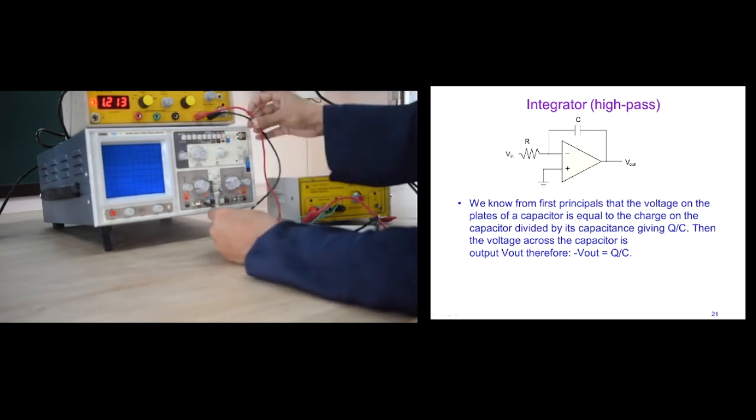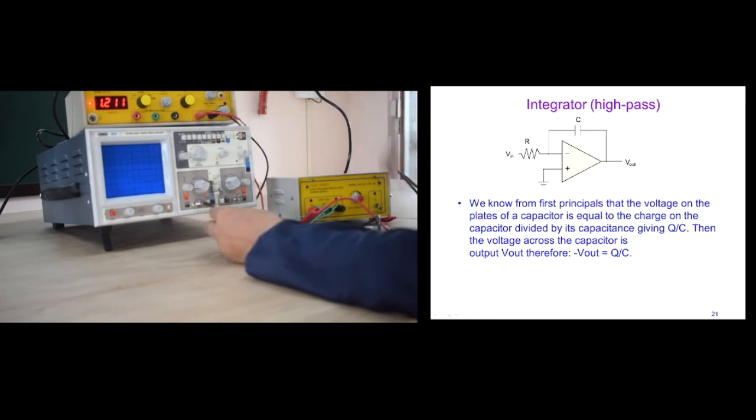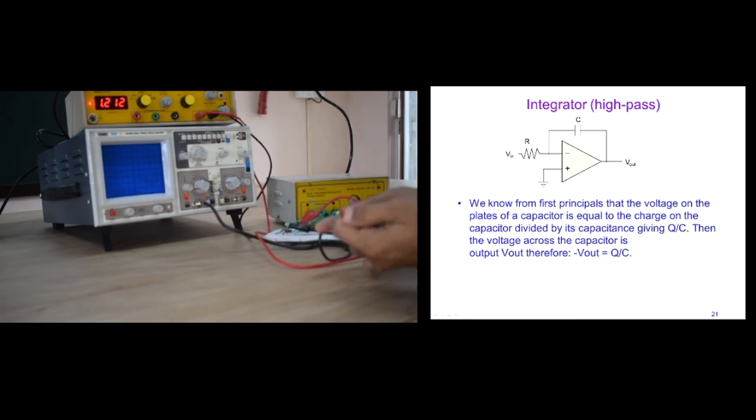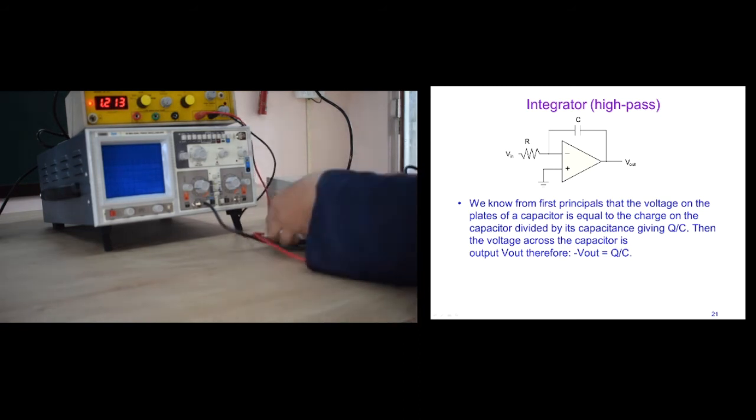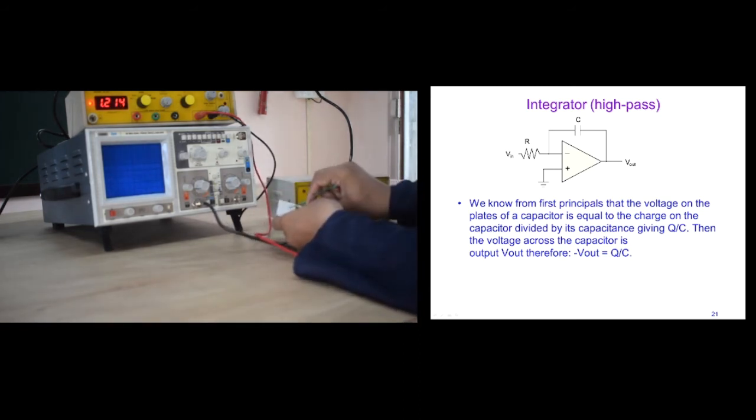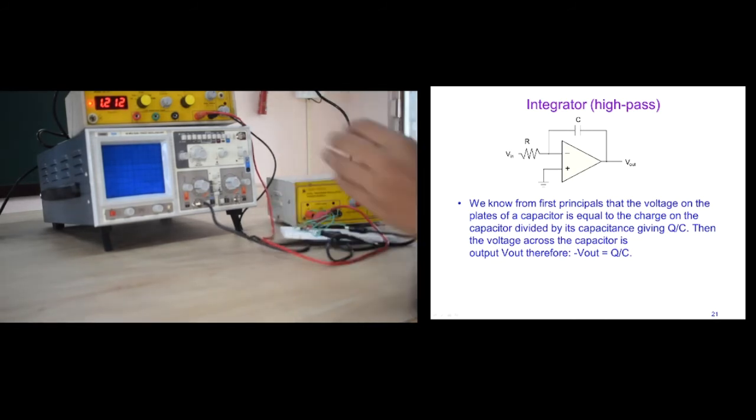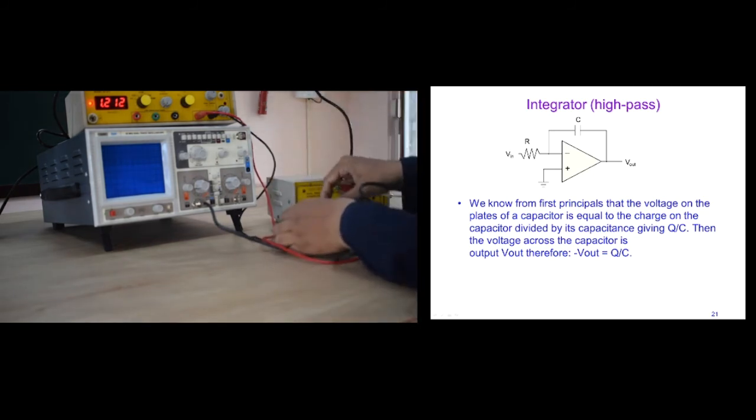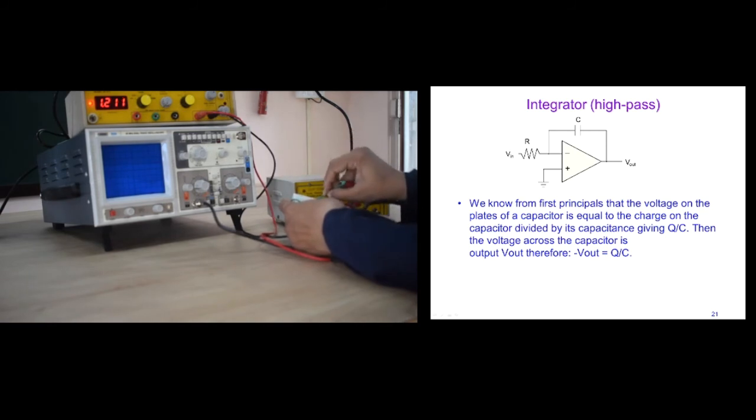Now we are going to connect the CRO to observe the output between pin number 6 and ground, because pin number 6 is the output of the OPAMP. This is the cord of the CRO which we are going to connect to the ground, black terminal as usual, to the ground of the breadboard where we connected the ground horizontal line, and then we will connect the red terminal of the CRO to pin number 6 of the OPAMP to observe the output.